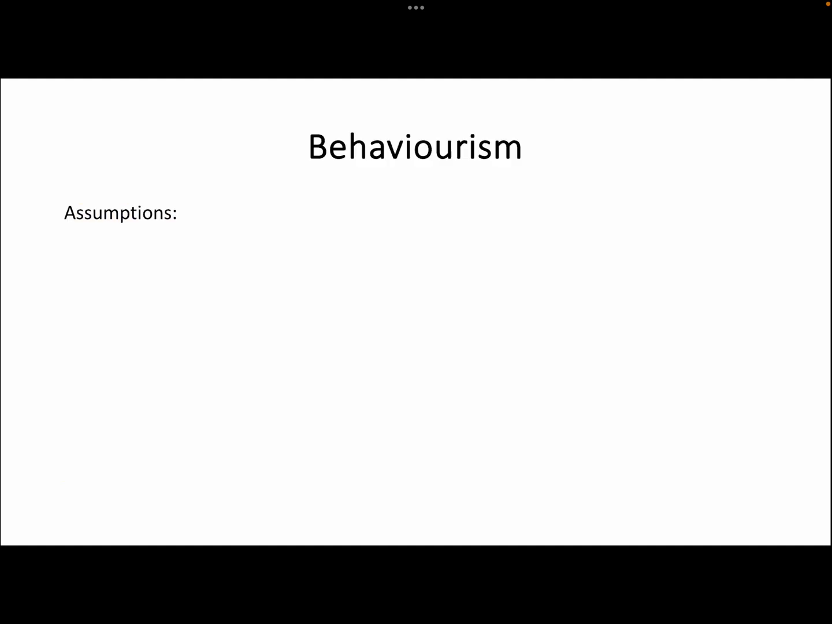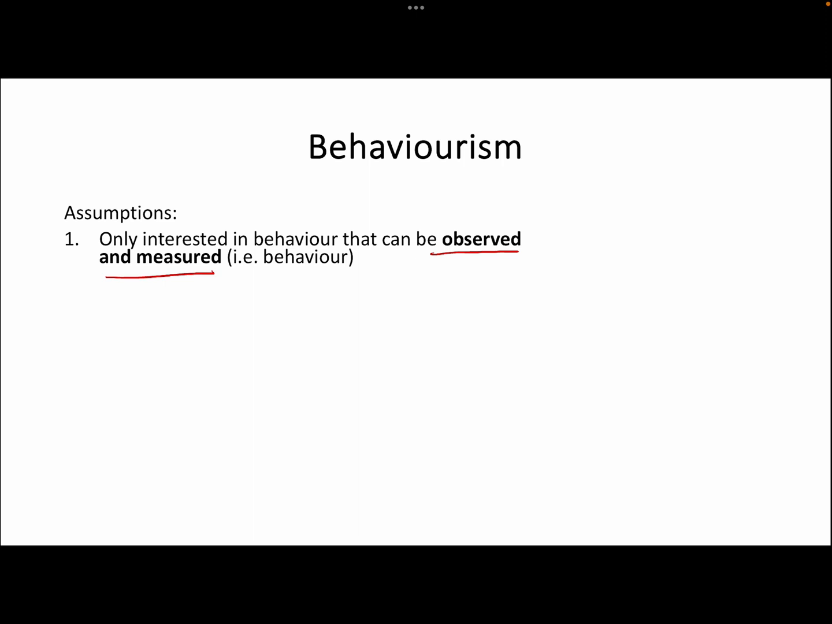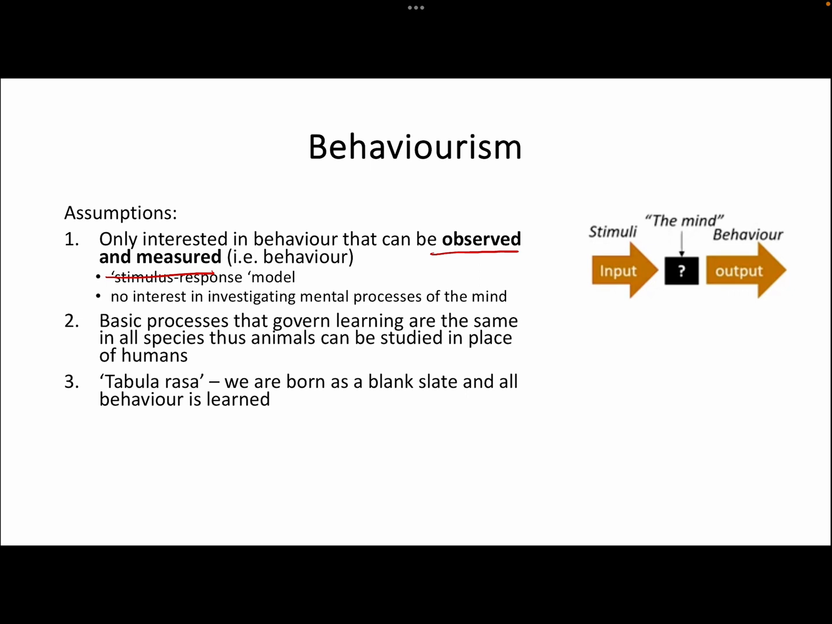So key assumptions of behaviourism and the behaviourist approach. As I mentioned, behaviourists wanted to move psychology towards a more scientific basis. So in following the more empirical method, they were only interested in behaviour that can be directly observed and measured precisely. As the mind is unobservable, it's within the sort of black box of the mind, they did not attempt to study mental processes. Instead, they chose to only focus on observable behaviour. For example, lever pressing in rats or dog salivation, for example.